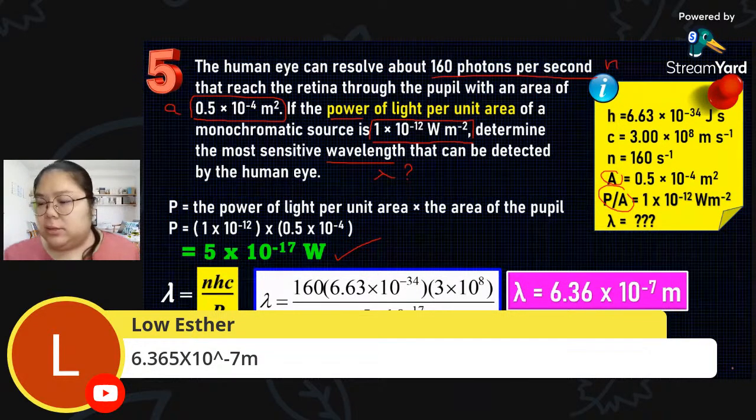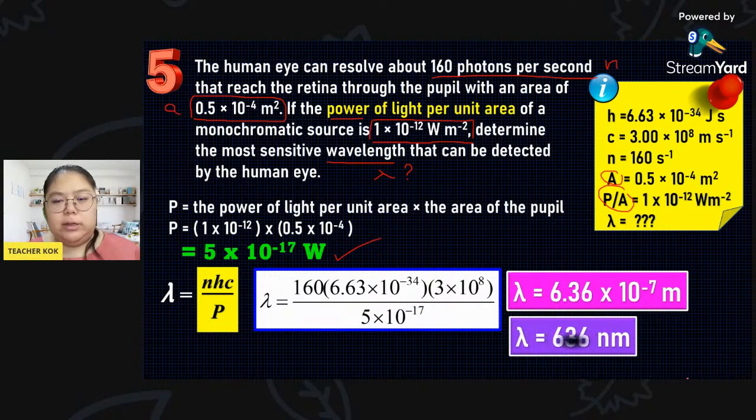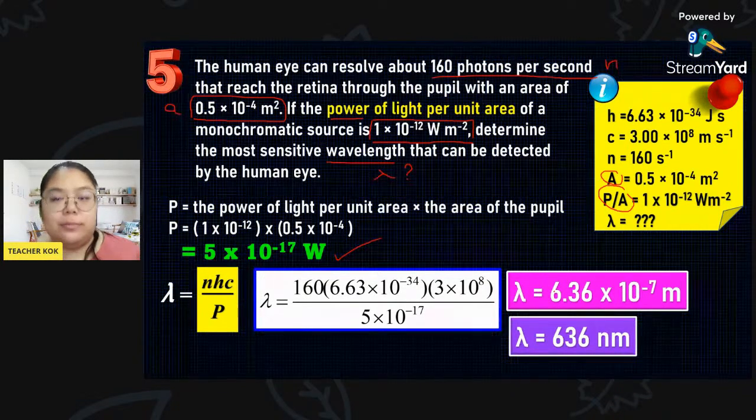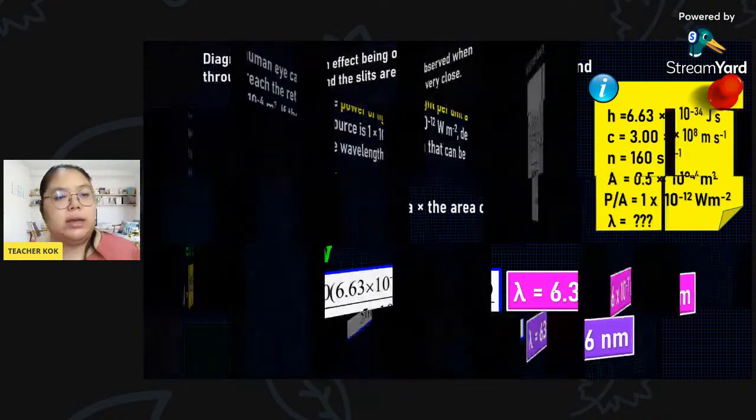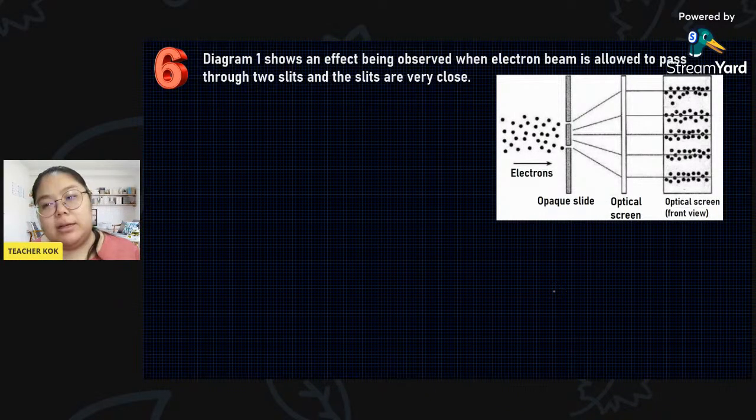Okay, so we continue to the next part. If you want to write in nanometer, it's okay, 636 nanometer. So you just convert the standard form, you make it become nano, so 10 to the power of -9. You move your decimal point, then after that, they become nanometer. Then we go to the next question, the structure question, number 6.